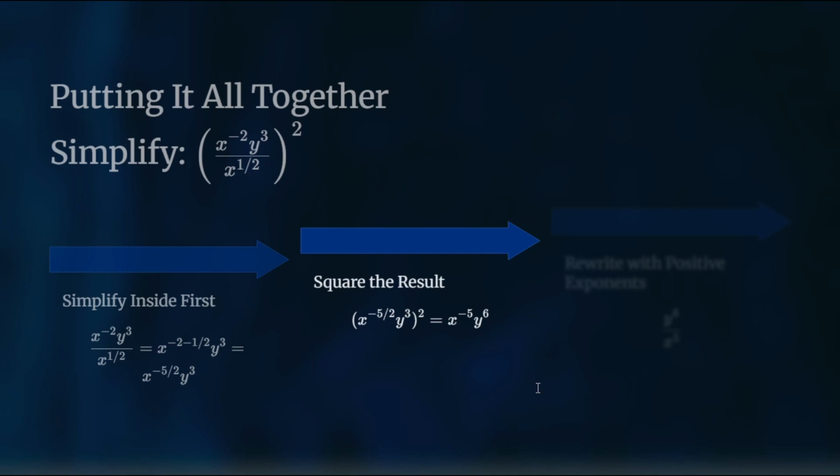So we can rewrite our answer with positive exponents. Since we have x to the power negative 5, this becomes 1 over x to the power positive 5, and our y to the power 6 remains in our numerator. So our final answer is y to the power 6 over x to the power 5. So this problem combines quotient rule, power rule, and negative exponents. You just need to take it one step at a time.